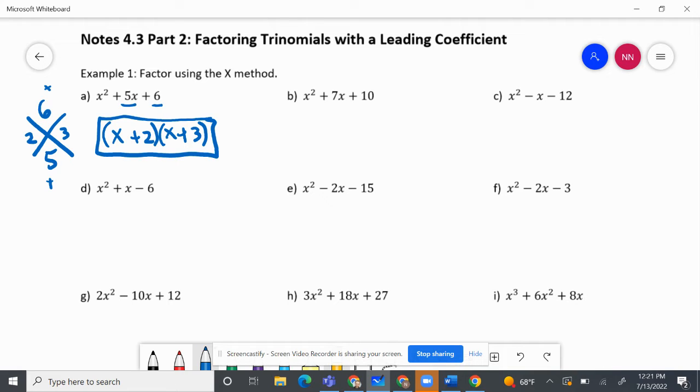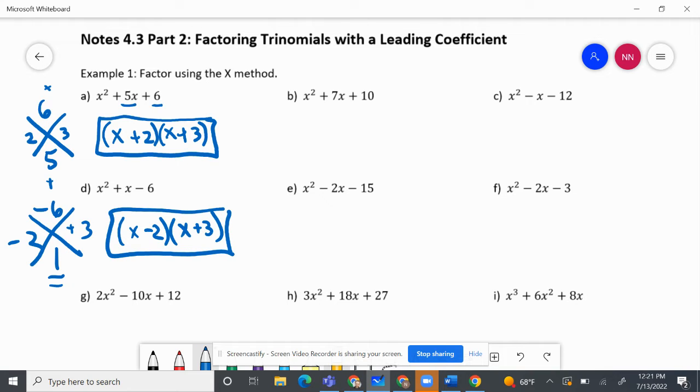Now, this one was easy because it had addition. If we're looking at the one right below it, we're looking for two numbers that multiply together to give us -6, and add up to +1. Because the multiplying term is negative, we know that one has to be negative and one has to be positive. Our addition tells us that the larger one has to be the positive one, so that would be a +3 and a -2. So that would become x minus 2 and x plus 3.